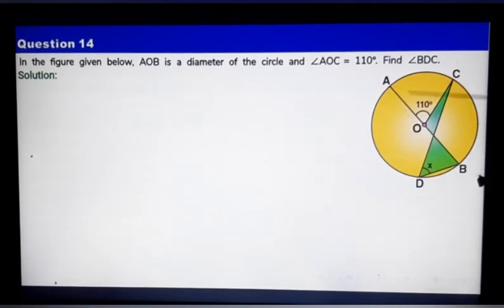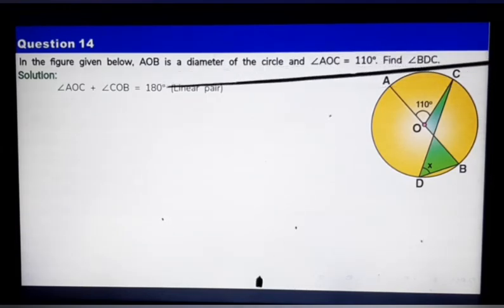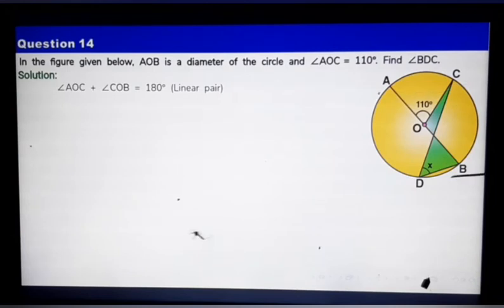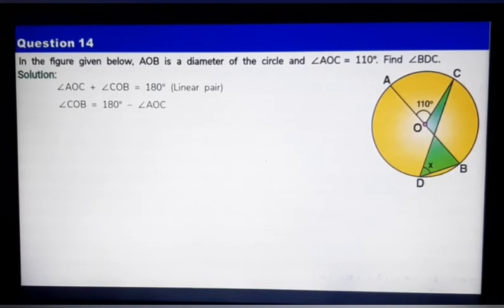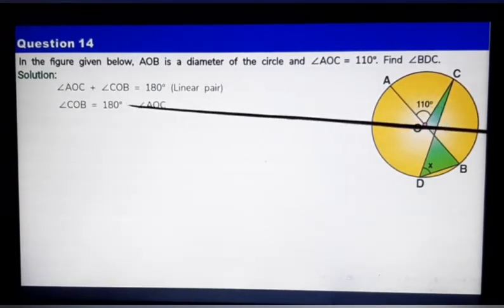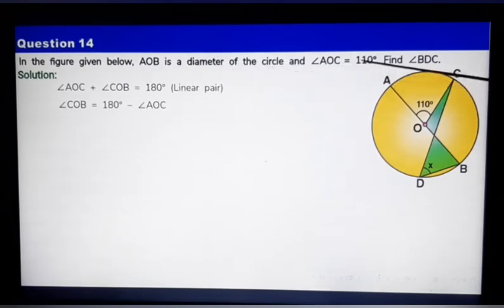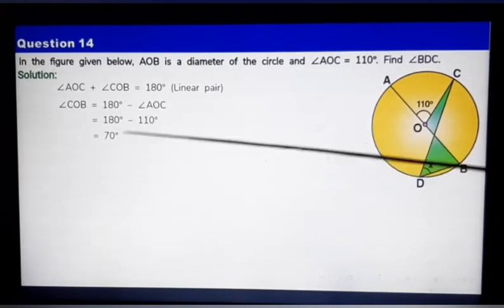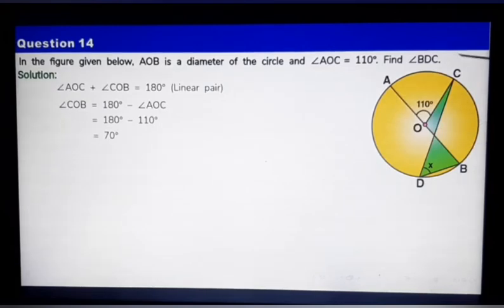Now we know that this is my diameter, that means when this angle and this angle are added, I will get 180 degree. So we have AOC plus COB equals 180, because they are a linear pair, forming one straight line. Now let's find COB. COB turns out to be 180 minus AOC, and AOC is 110. So the value of COB turns out to be 70 degree. So COB, or BOC, is 70 degree.